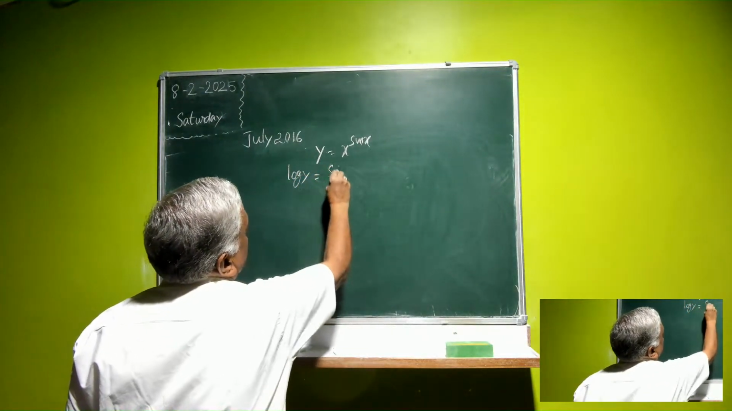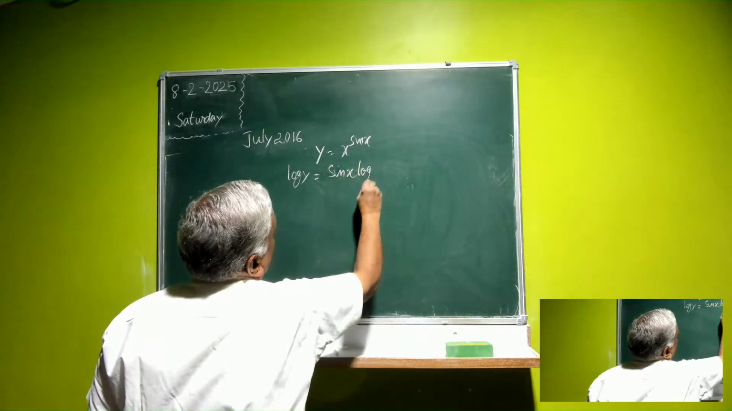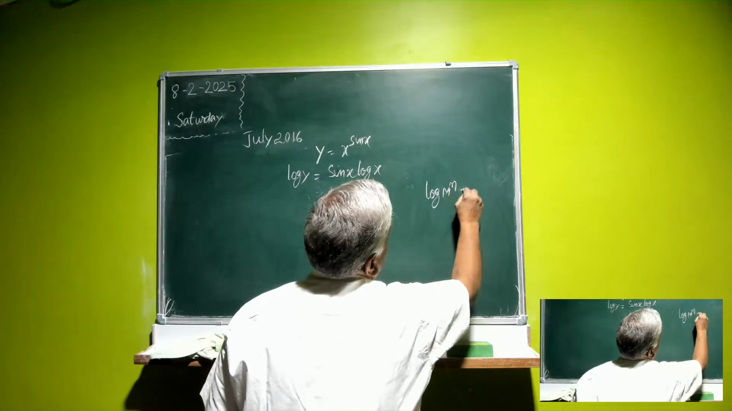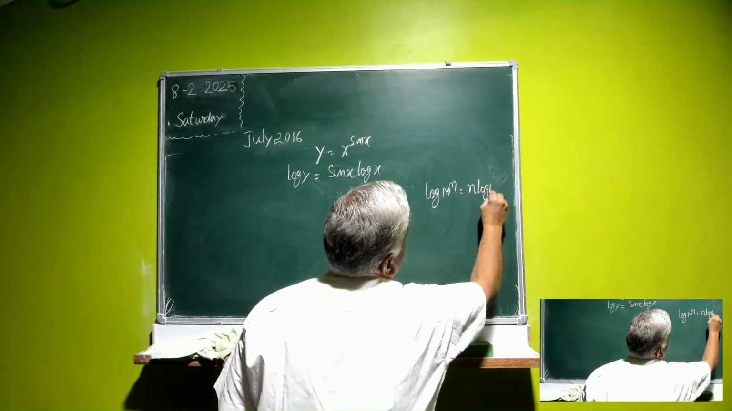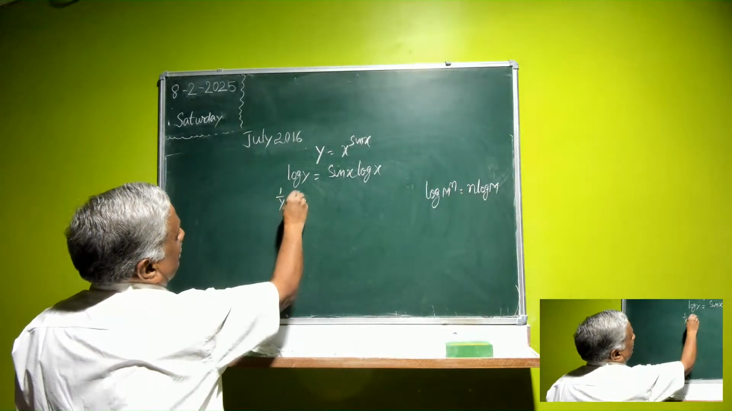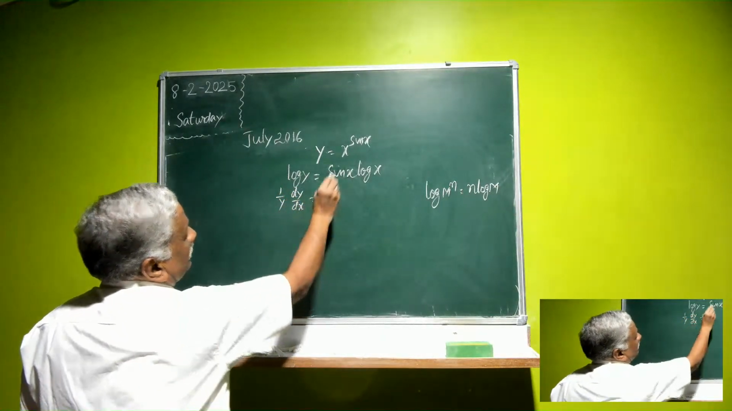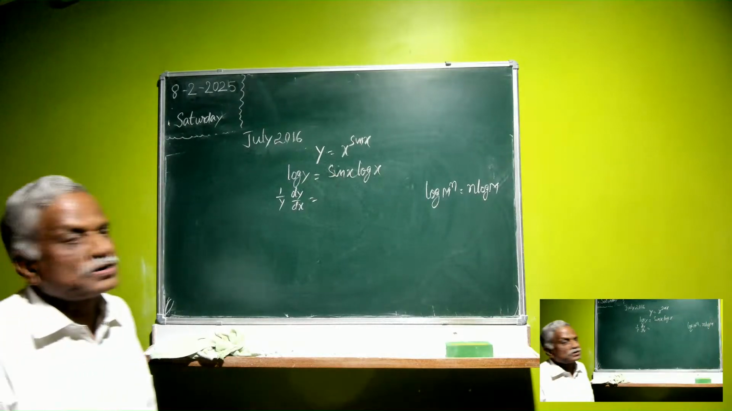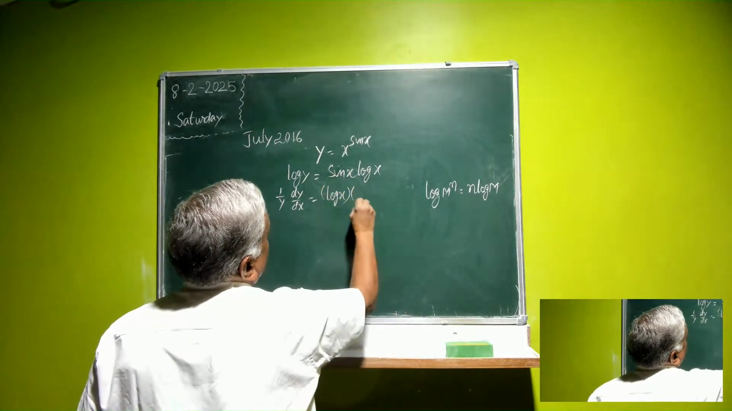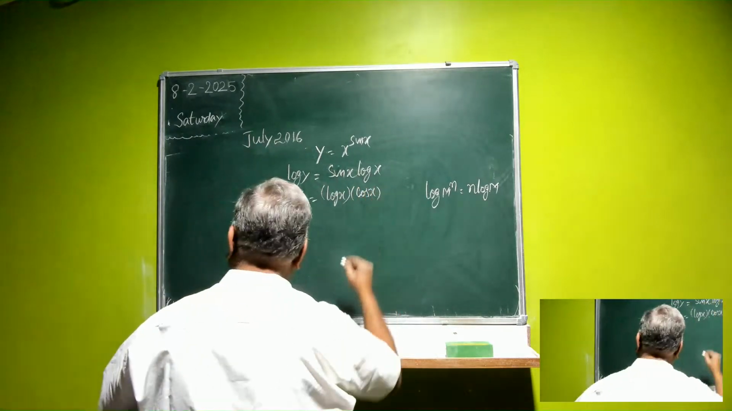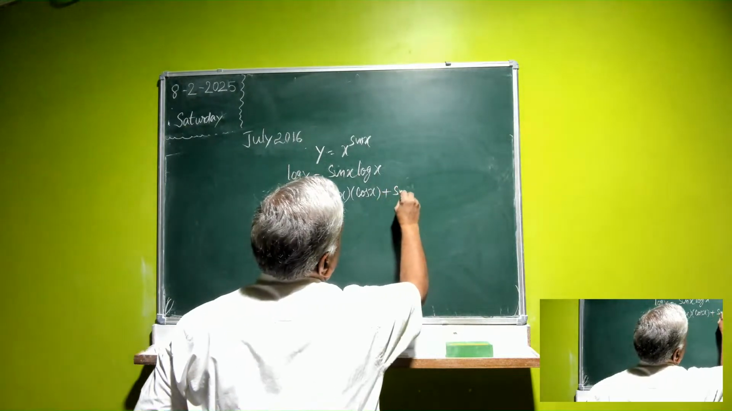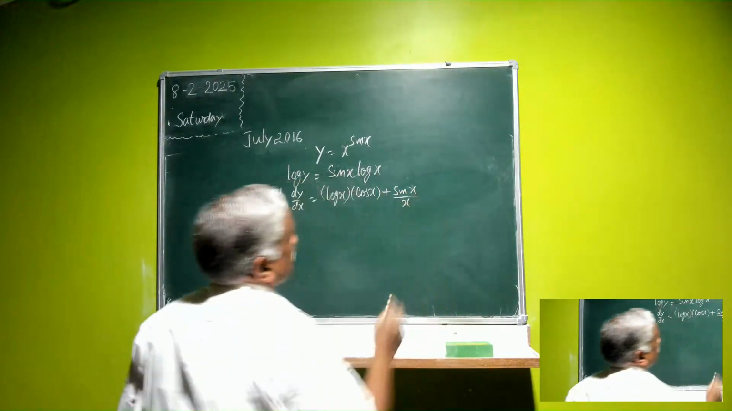Sin x log x. What's the formula I'm using? Log m power n is equal to n log m. I've been repeating this a number of times. Now differentiate: log y gives 1 over y dy by dx, and sin x log x is a product function. So keep log x and differentiate sin x, you get cos x. Now keep sin x as it is, differentiate log x, you get 1 by x.